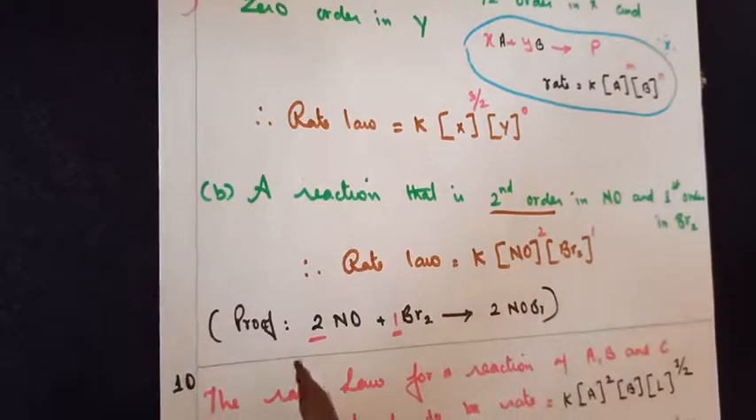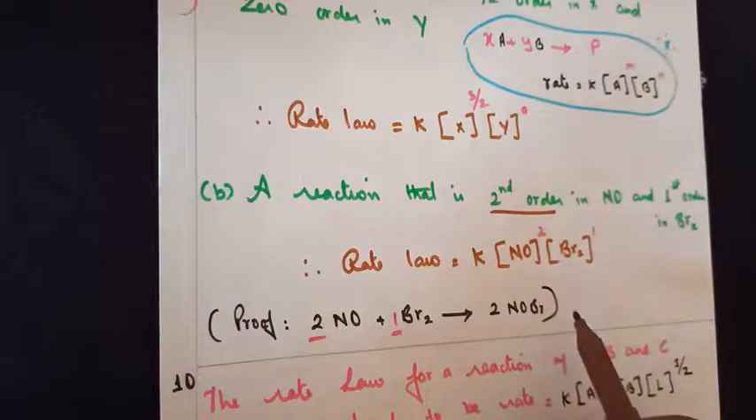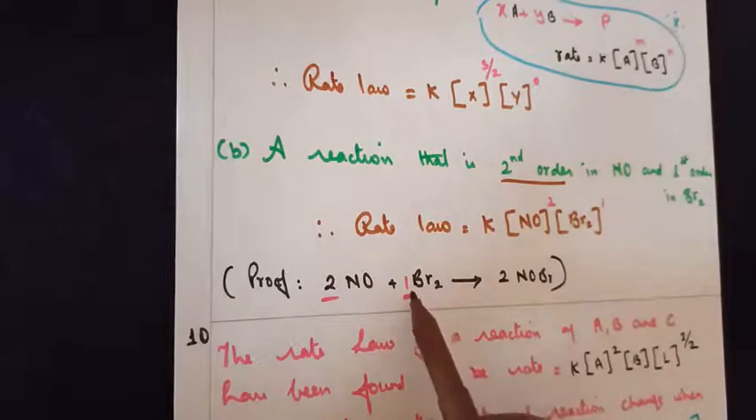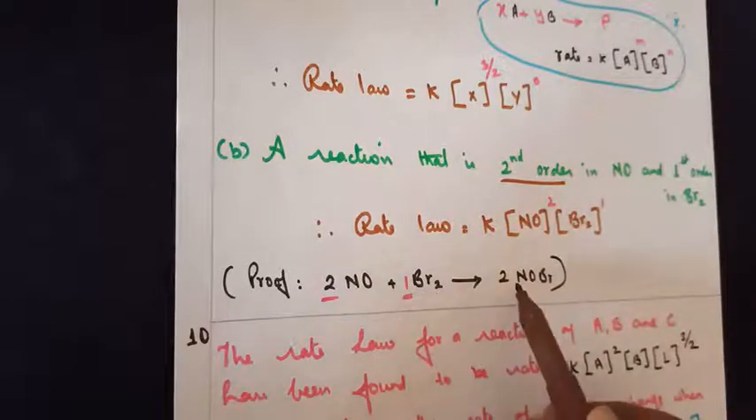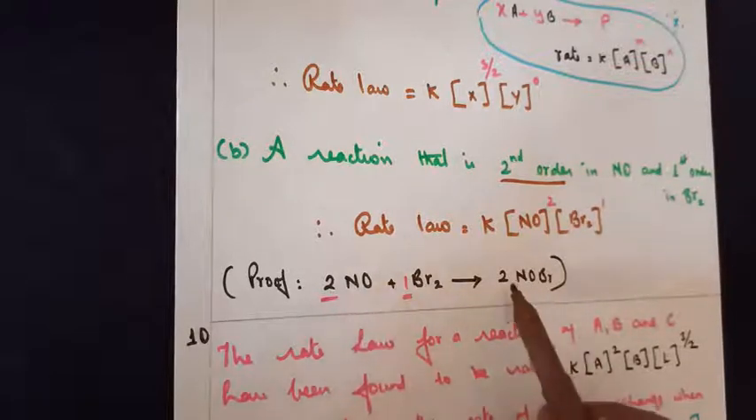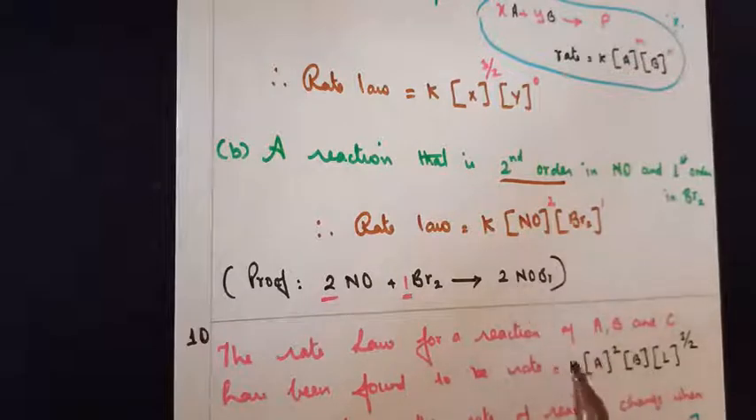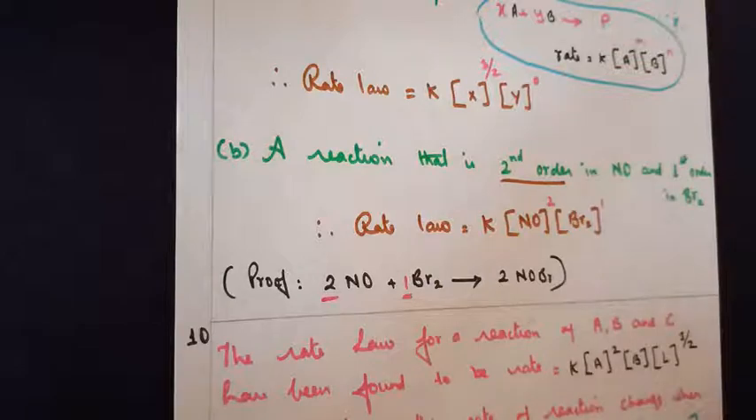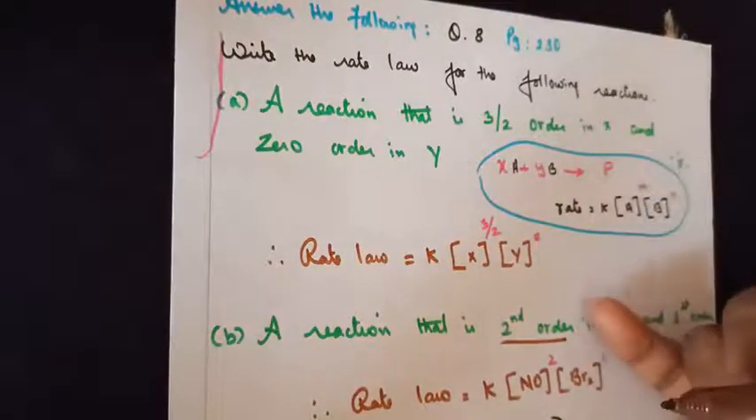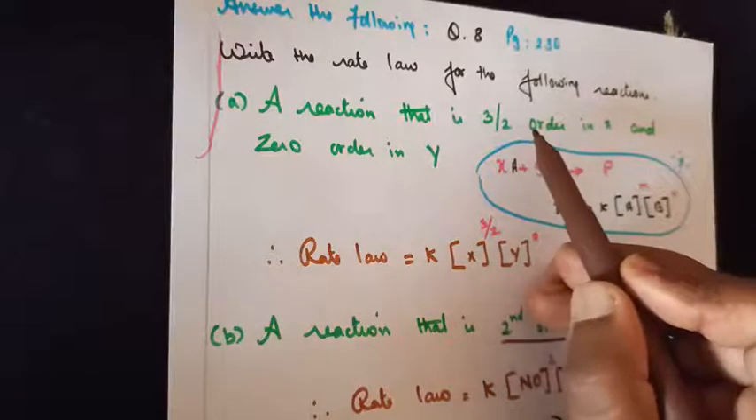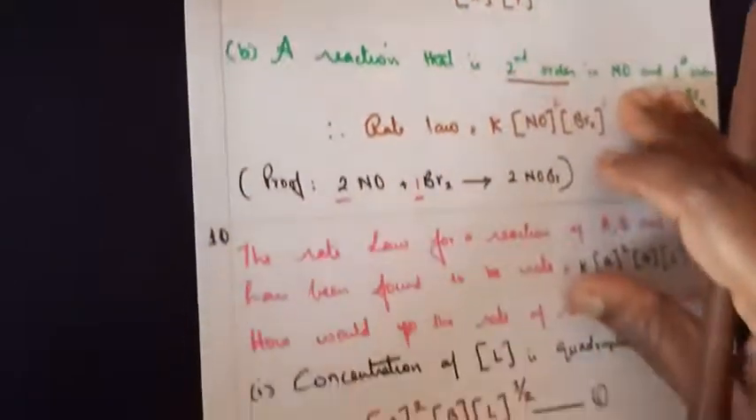Now the proof of it here. What I have written within the bracket is for you to understand; you needn't write it for the exam. How do you know the proof? 2 NO, treated with 1 mole of Br2, gives 2 moles of NOBr. If you look at balancing the equation, 2 nitrogen, 2 nitrogen, 2 oxygen, 2 oxygen here. Br2 is twice, 2 is common for Br, so Br2 is twice here. So writing the rate law is very easy. Read the questions correctly, whether they have given you the order or the stoichiometry. That's all you need to understand.